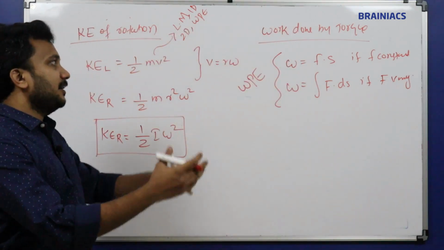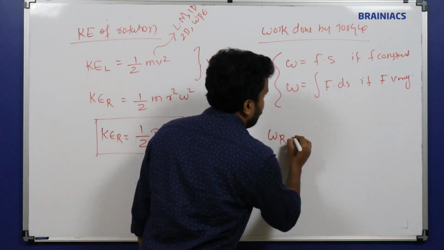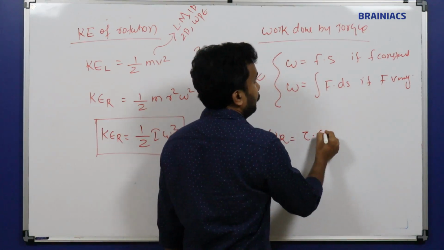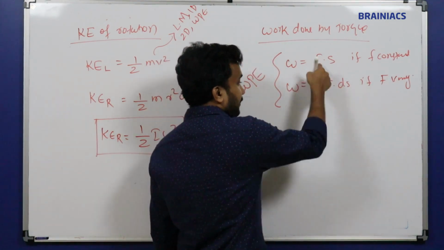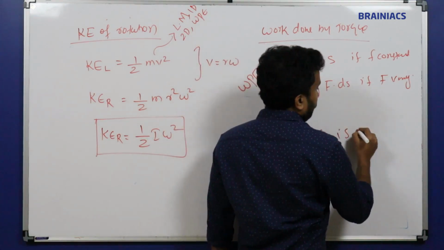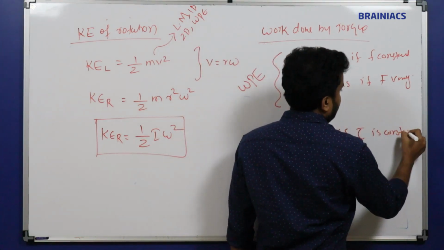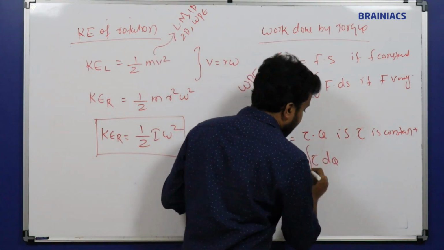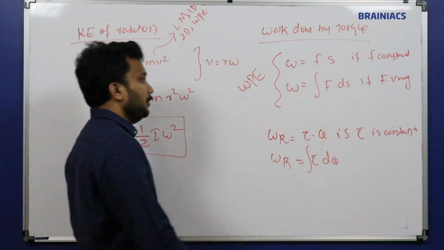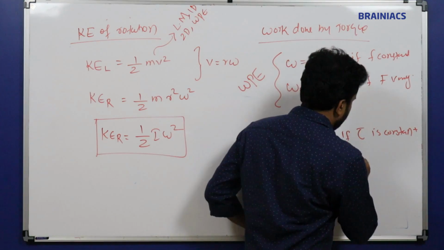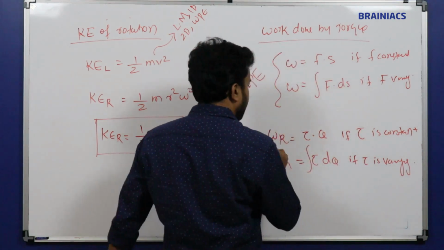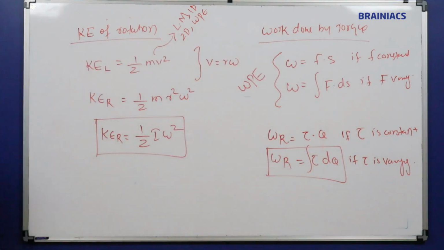This same thing we have taken into rotational motion. So work in rotational motion is equal to tau into theta, torque into angular displacement, if tau is constant. If tau is varying, the work of rotation will be equal to the integral of tau d theta. So this is important for us to know, whatever is given in the bracket. Okay, perfect.